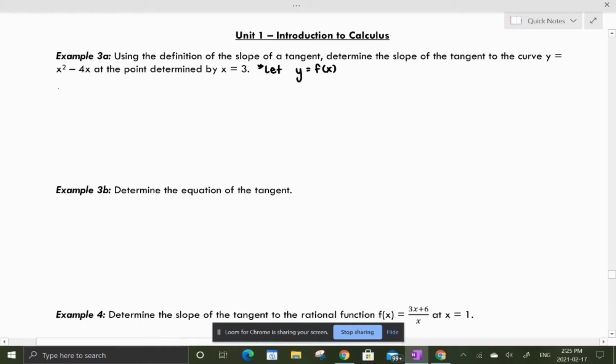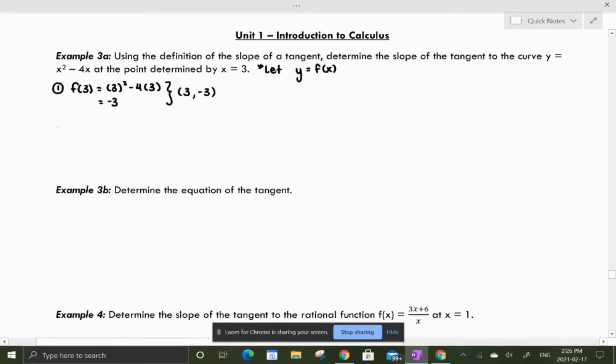So after doing that, the first step is I'm going to figure out the point that's associated with x equals 3. So I'm going to plug in 3 into my function. And if I simplify, I'm going to get negative 3. So that means the point that's associated with x equals 3 is (3, negative 3).